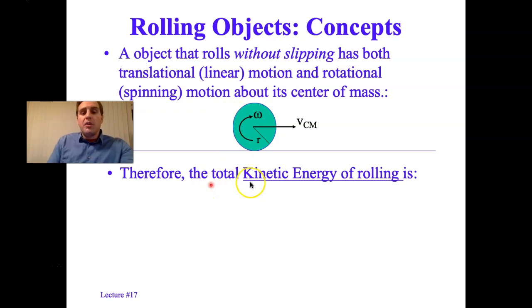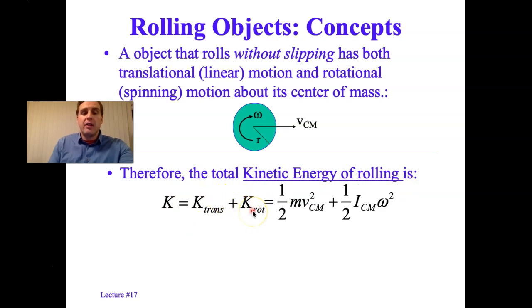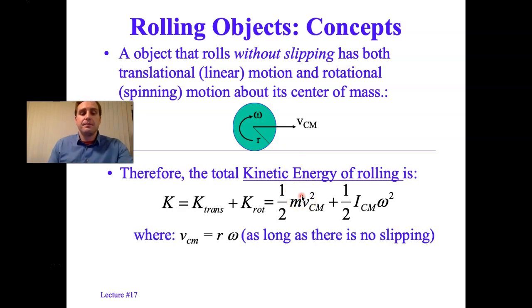So, what would the total kinetic energy of rolling be? It would be the translational plus the rotational kinetic energy. So that's going to be 1/2 m v of the center of mass squared plus 1/2 I of the center of mass times omega squared. Notice that the center of mass is the point, remember, where we can think of all the mass as collapsed to, for an extended object.